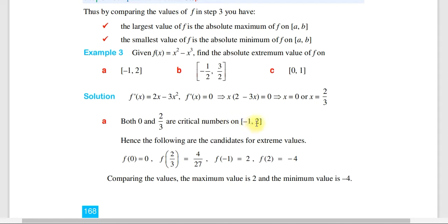and the endpoints are minus 1 and 2. Hence, the following are the candidates for the extreme value. F of 0, which is equal to 0. F of 2 over 3 is equal to 4 over 27. F of minus 1, which is equal to 2. And F of 2 is equal to minus 4.